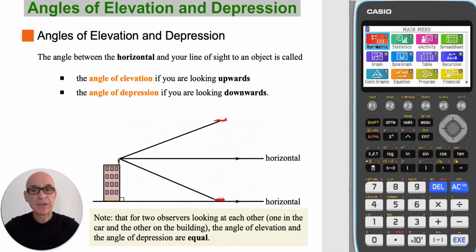The angle between the horizontal and your line of sight to an object is called the angle of elevation if you're looking upwards, and is called the angle of depression if you're looking downwards. Note that for two observers looking at each other, one in the car and the other on the building, then the angle of elevation and the angle of depression are equal.